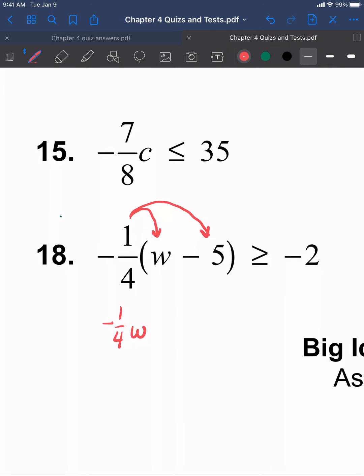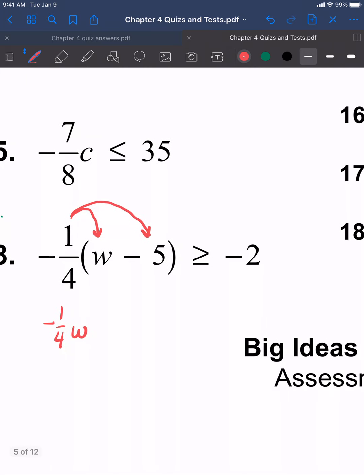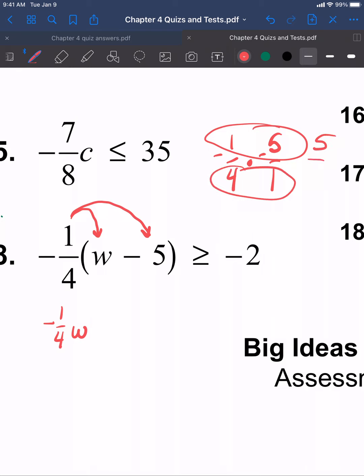Wonderful. Okay, what's negative 1/4 times negative 5? I'm going to write it off to the side. Gavin, you got it, but I'm going to make sure I do the work too. 5 times 1 is 5. 4 times 1 is 4. What's 5/4 as a mixed number?